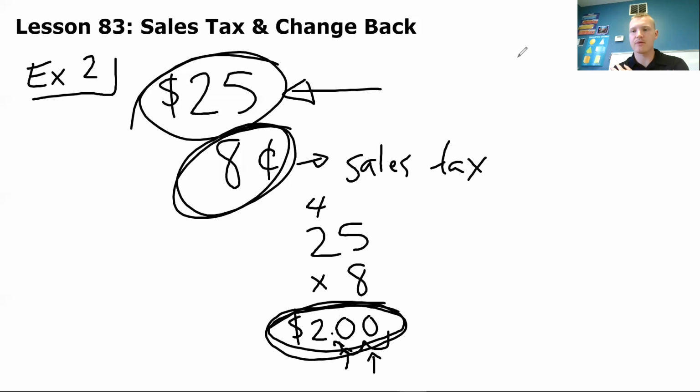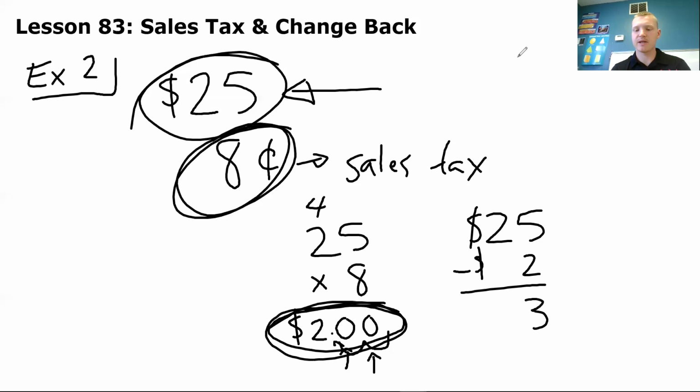So how much was the blouse if there was no sales tax? So we have $25 minus $2. So we have 25 minus 2. So that's going to be 5 minus 2, and then carry down my 2. The blouse cost her $23, but you have to add on that $2 sales tax.